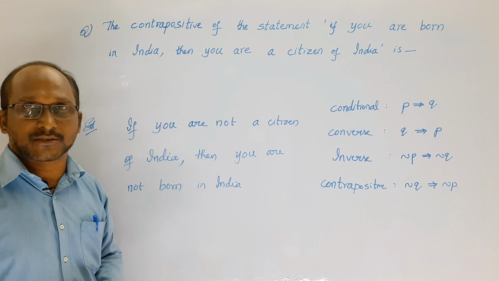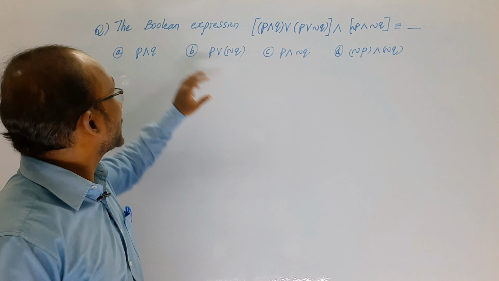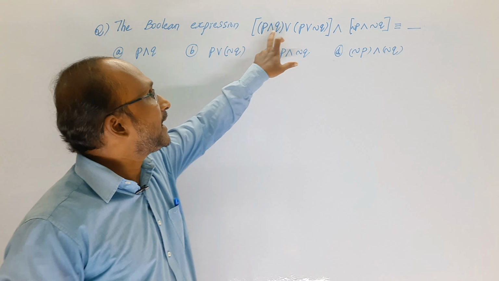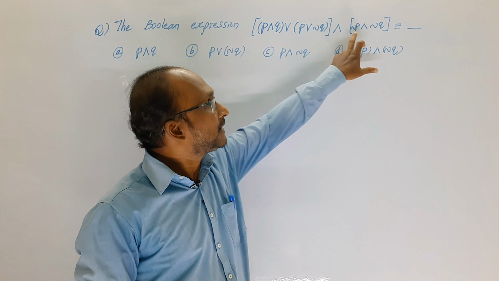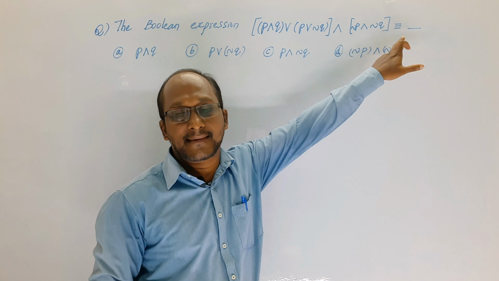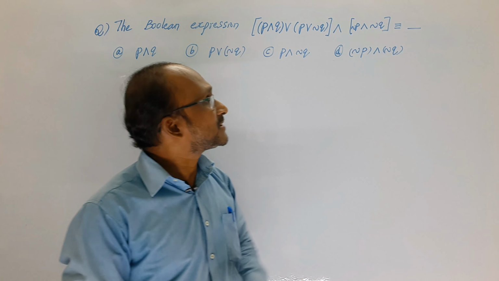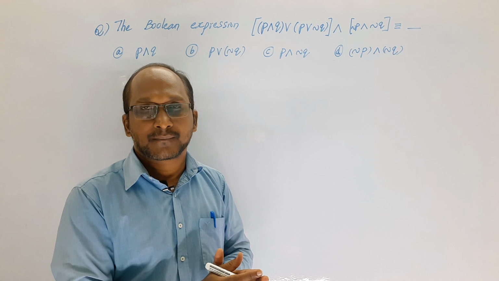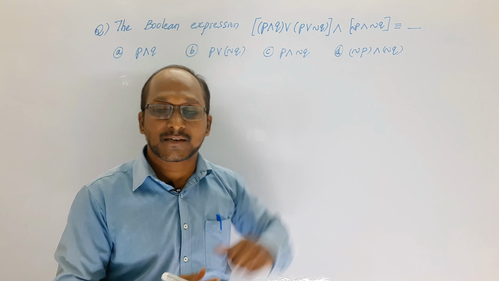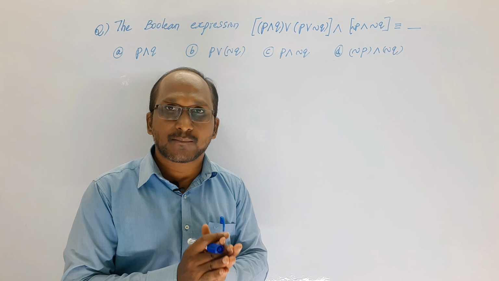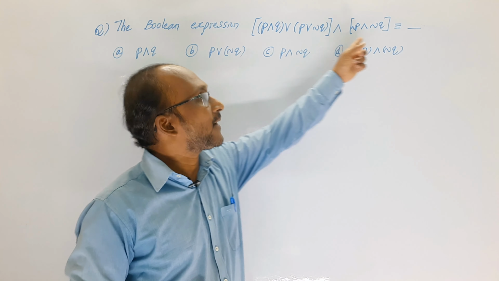This is the contrapositive. Now, students, let us see this question. The Boolean expression P and Q, or P or negation Q, and negation P and negation Q is equivalent to. As the given compound statement is a very lengthy expression, it is better for us to depend on the truth table of this compound statement. With the help of the truth table, we can easily find out its equivalent statement.